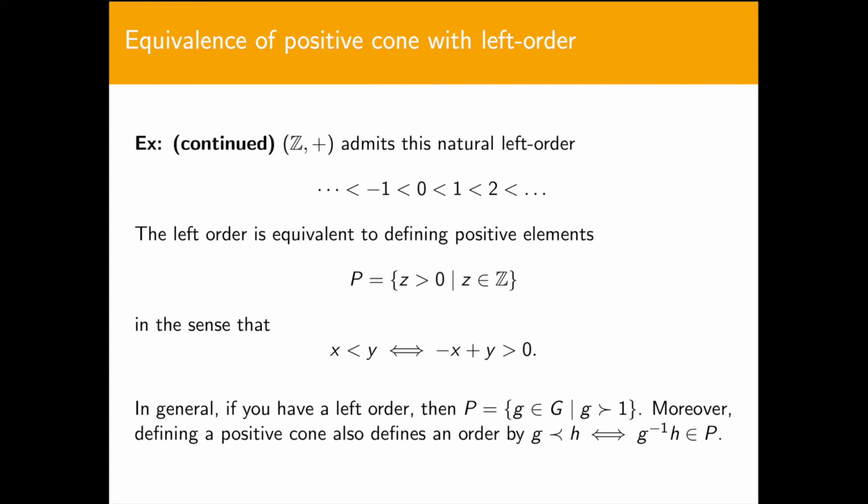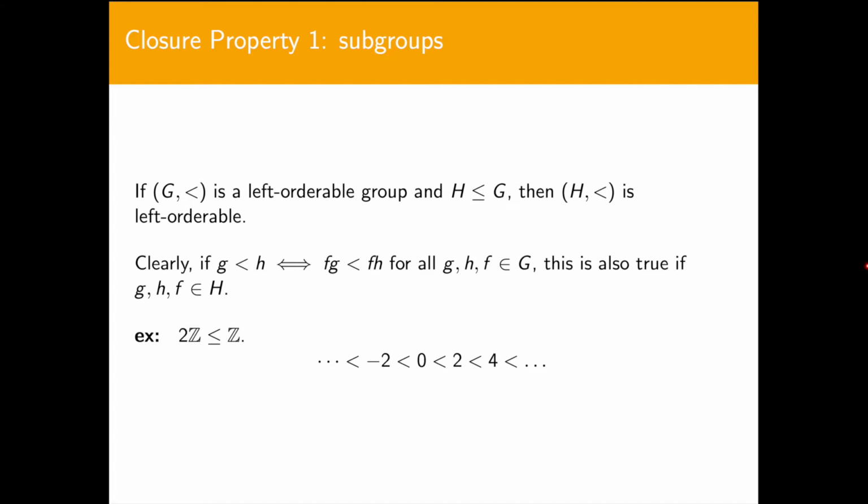You would get that 1 is smaller than G inverse H, and that's what you want it to mean by saying that G inverse H is in P. We're not going to prove the general statement, but you can do it as an exercise, and it's really quite straightforward. So let's look at our first closure property.